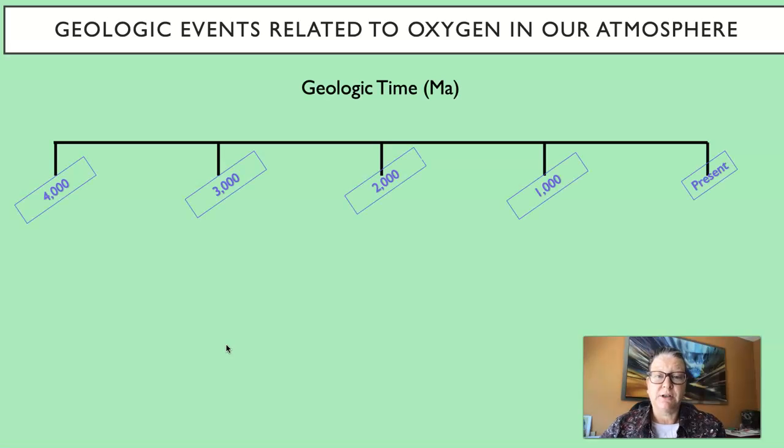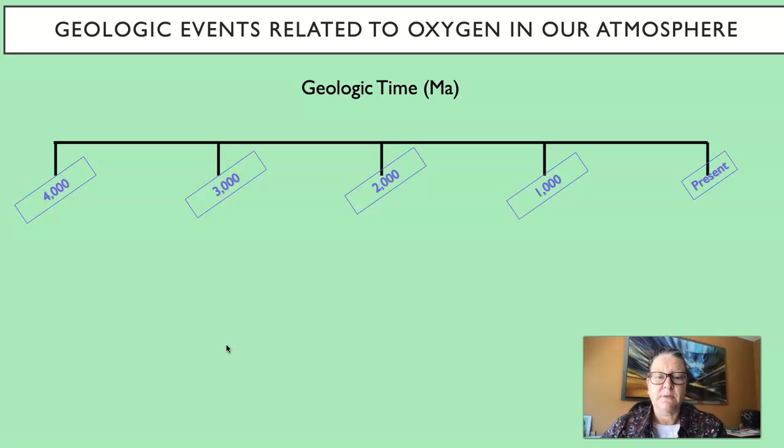This is going to be a geologic timeline, and we're going to put the present on the right-hand side, and then we're going to go back 1, 2, 3, 4 billion years, or 4,000 million years. Not quite to the beginning of Earth history, which is 4,600 million years, but this will be good enough for our purposes.